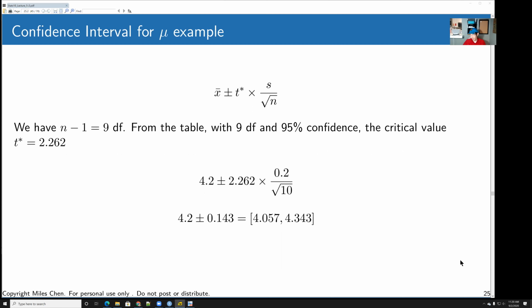And I think there's just 3 that you really need to know: the 90, 95, and 99. I think the table has the 80% confidence interval, but I don't think I've ever seen an 80% confidence interval in life. So that's what we have.